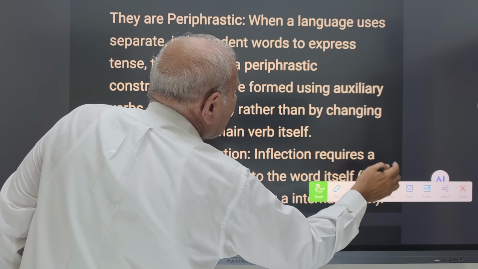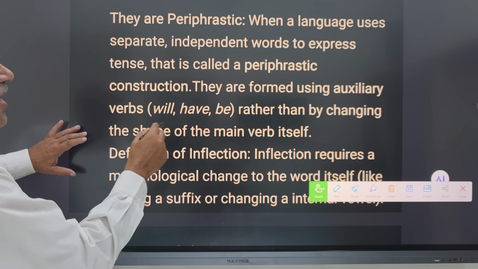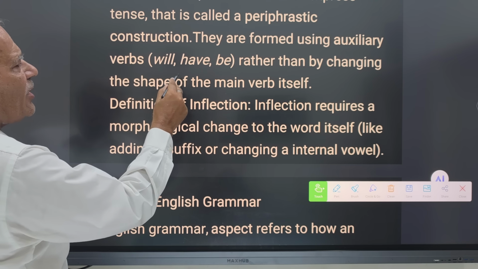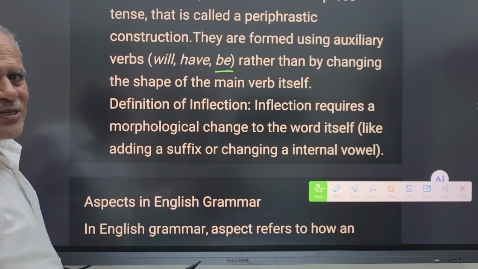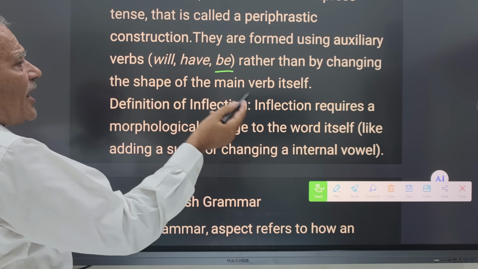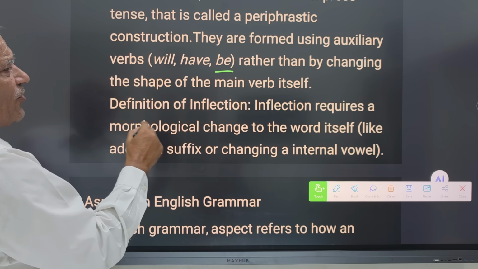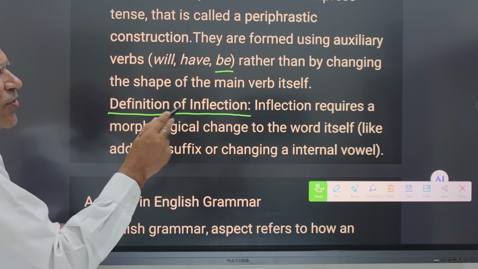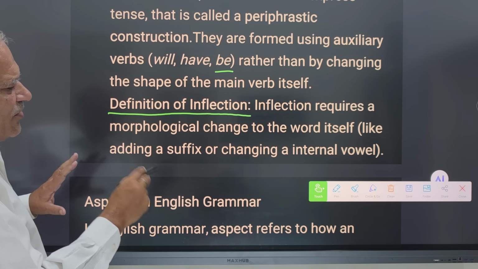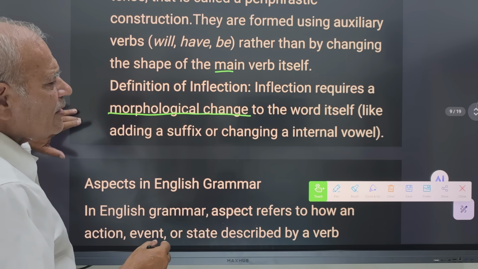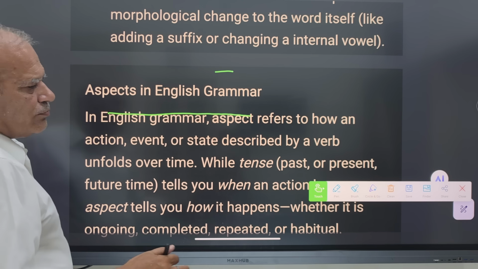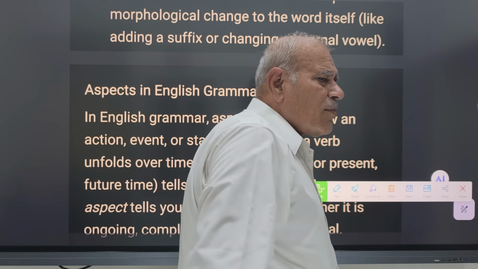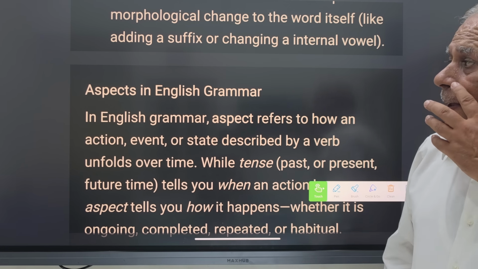Now see, they are formed using the auxiliary verbs will, have or be, which means is, am, are, was, were, rather than by changing the shape of the main verb itself. Definition of inflection. What do you mean by inflection? Inflection requires a morphological change to the word itself, like adding a suffix or changing an internal vowel. So this is all about time and tense.